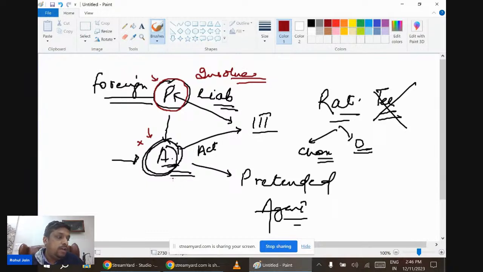There is one thing in the chapter on agency, please write it down: sections 186 to 201. Section 201, that is termination of agency, is very important for your pre-paper. Write it down.